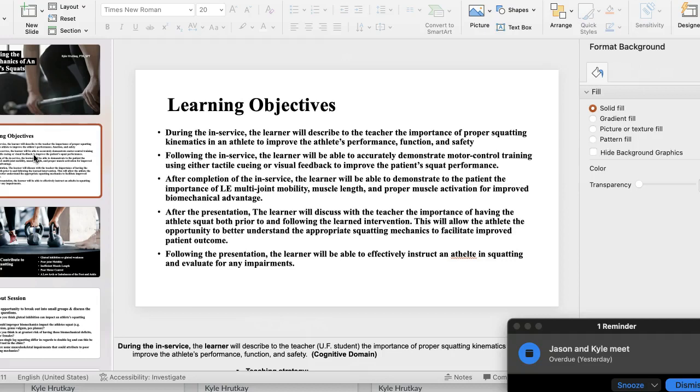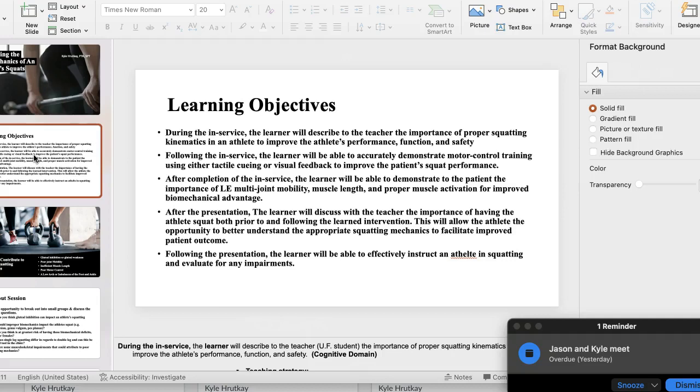Following the in-service, the learner will be able to accurately demonstrate motor control training using either tactile cueing or visual feedback to improve the patient's squat performance. The next learning objective, after completion of the in-service, the learner will be able to demonstrate to the patient the importance of lower extremity multi-joint mobility, muscle length, and proper muscle activation for improved biomechanical advantage.